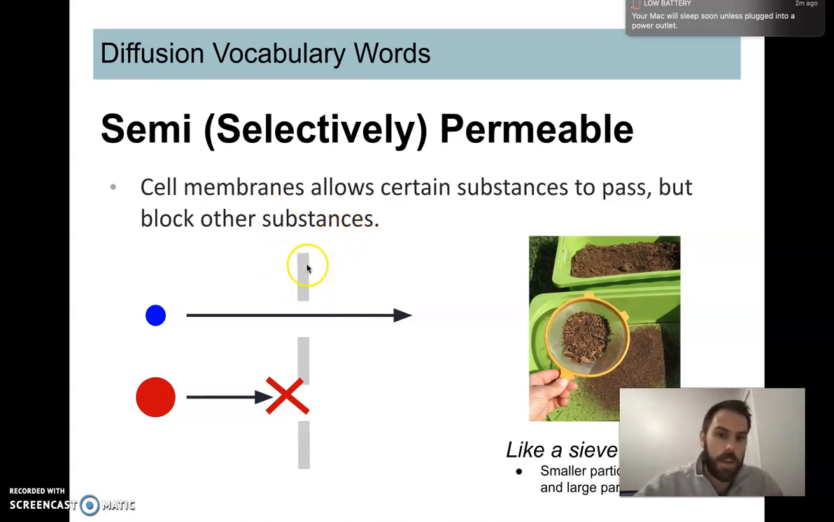So if we look at this example right here, we have a cell membrane, and I represented it by having these dashed lines. This shows that some molecules can move in. So this blue molecule right here, maybe this is oxygen, could get in pretty easily through that cell membrane. Maybe this red molecule is a large protein, and it's not able to get through. A good analogy to a cell membrane is a sieve. Smaller particles can fall through, but larger particles cannot. There are other ways that the larger particles can eventually get in, but we're not going to talk about that in this unit.